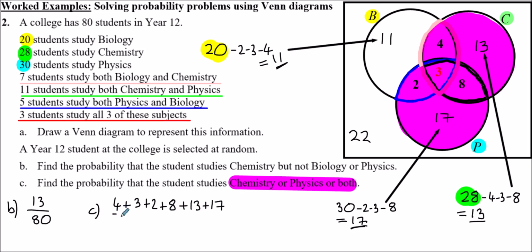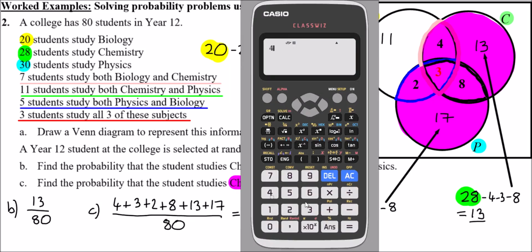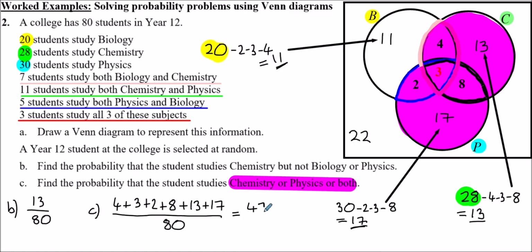And all of that is out of a total number of 80 students. So if we add up this number on the top, so 4 plus 3 plus 2 plus 8 plus 13 plus 17, that gives us a total of 47. And so this one here is 47 students out of 80 that like any combination of chemistry or physics.